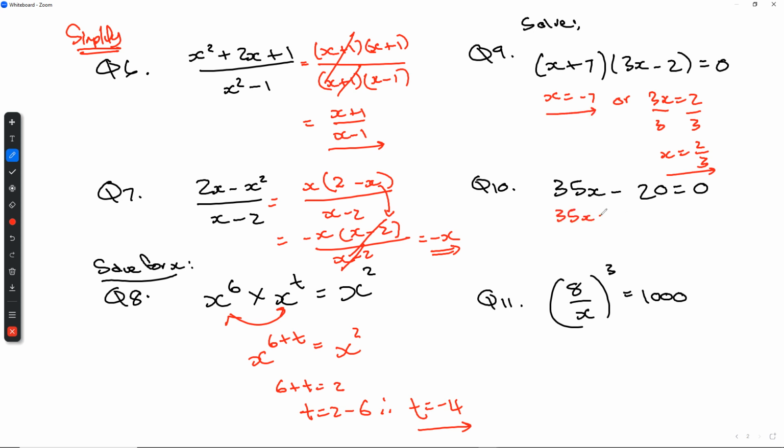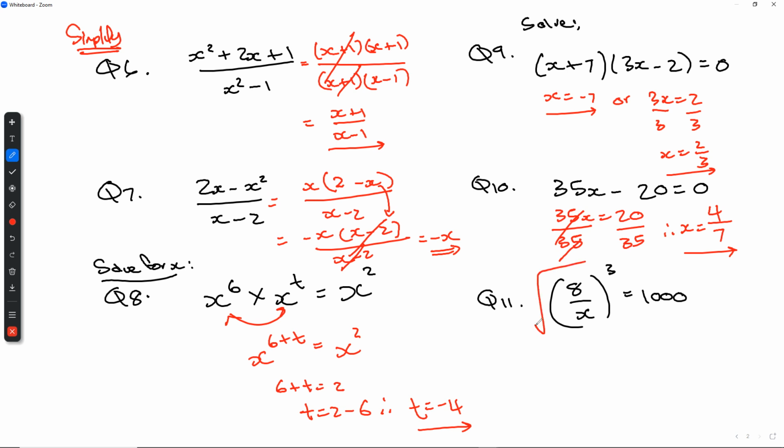Over here, 35x equals 20. Divide both sides by 35. And therefore, x will equal 20 divided by 5 is 4. 35 divided by 5 is 7. x equals 4 over 7.